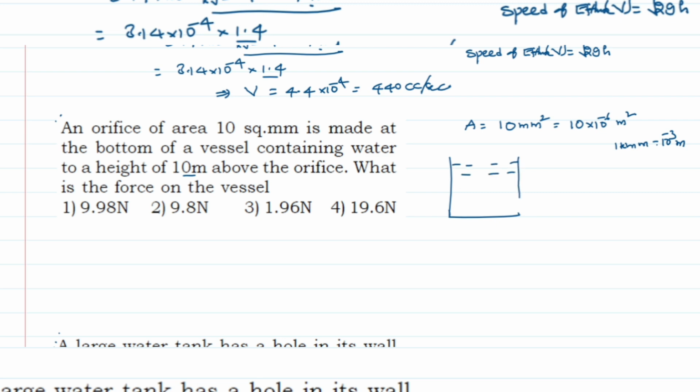Here the water is given. The orifice is given at 10 meter below the water level in the vessel. Here an orifice is given, and the liquid is going to be coming out. Here it's given as 10 centimeter at the bottom of the vessel containing water at a height of 10 meter above the orifice.